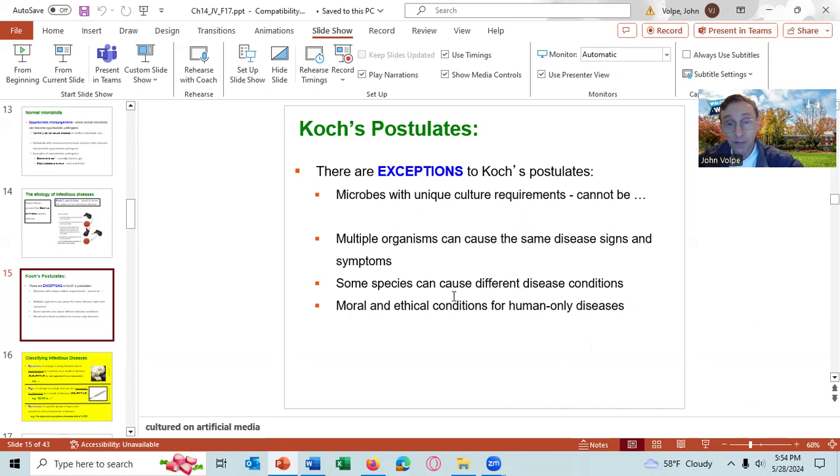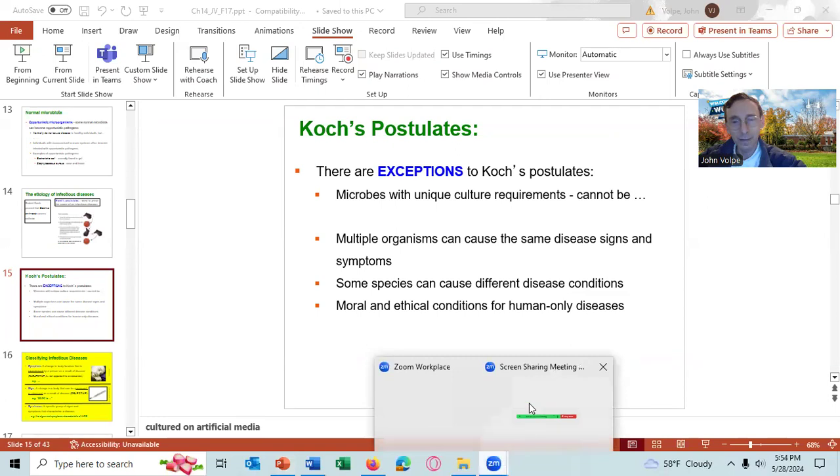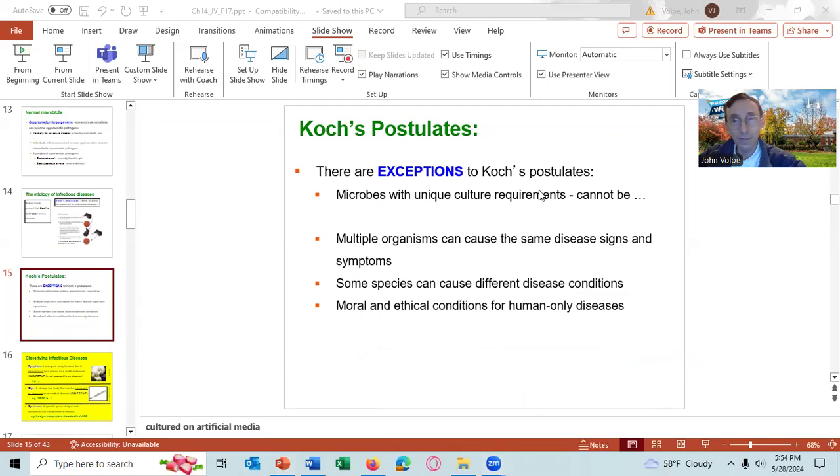And then some species can cause different diseases or different disease conditions, like Salmonella can cause salmonellosis, but it can also cause, I think it's typhoid fever. Is that correct? Does anyone remember?